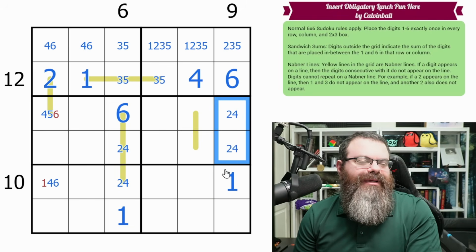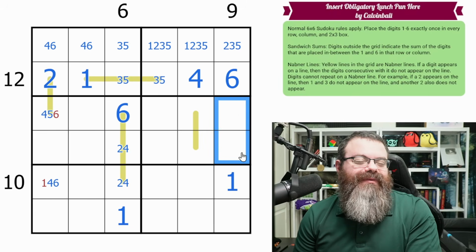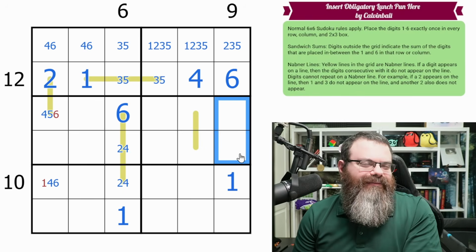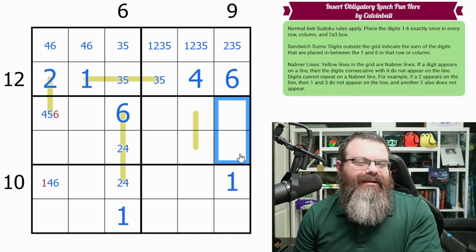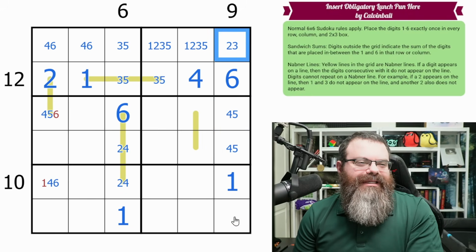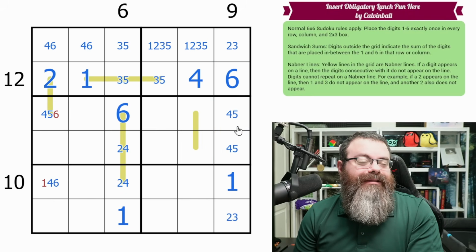That makes this a 2, 4 pair. Sorry. No. This is 3, 6, or 2, 5. Sorry. This is 3, 6, or 4, 5. But 6 is gone. So it has to be 4, 5. Okay. I got very confused there for a second, but we're good now. Leaves a 2, 3 pair behind.